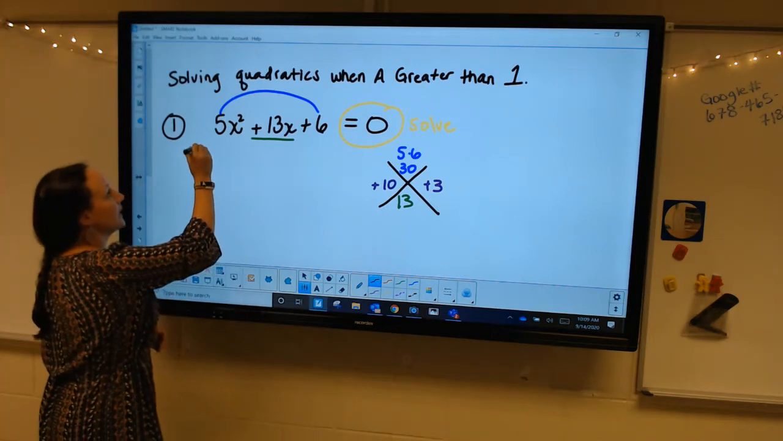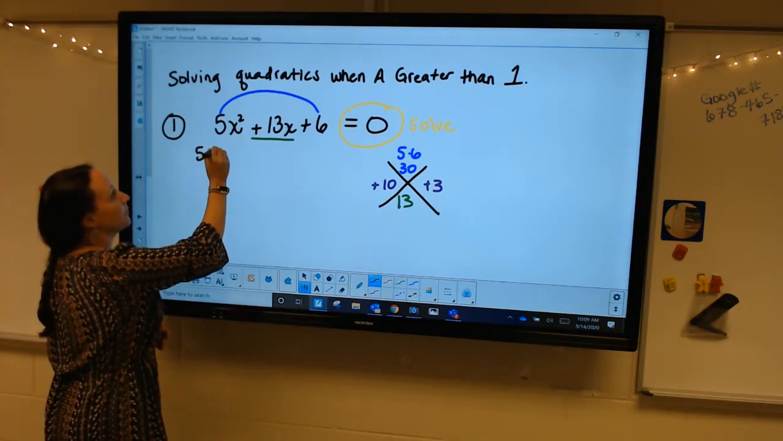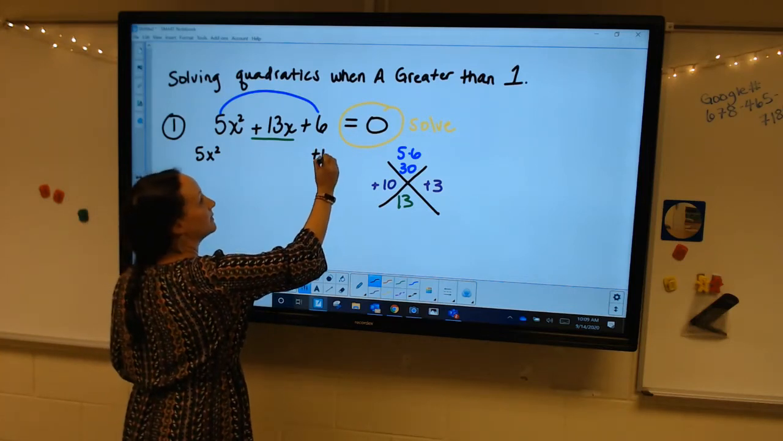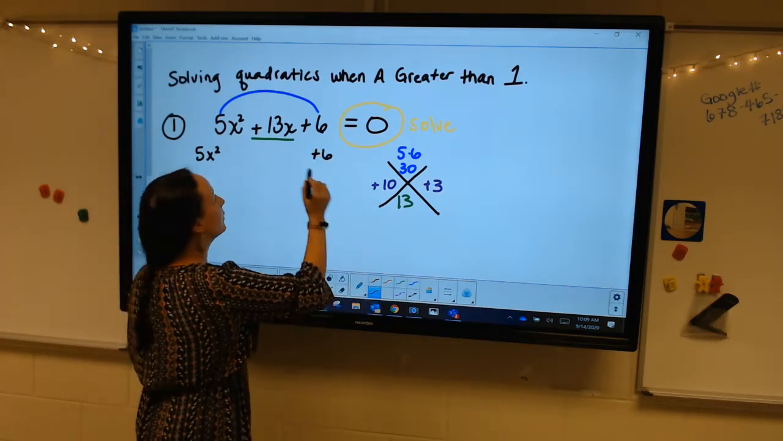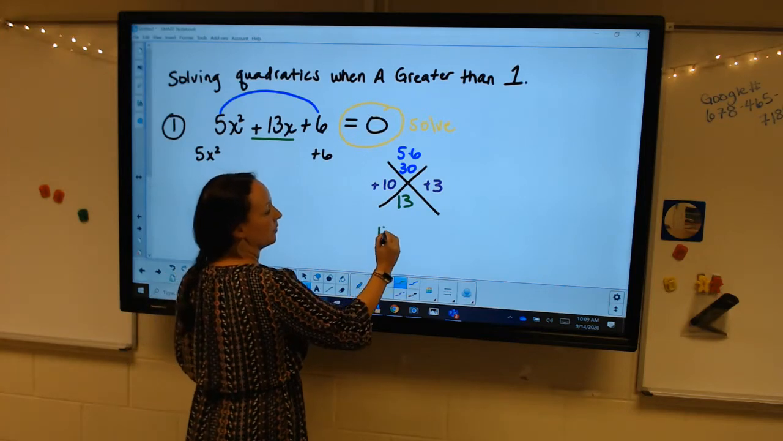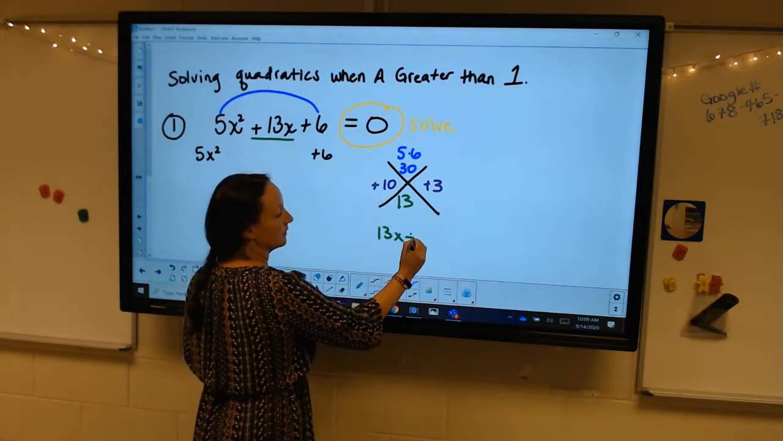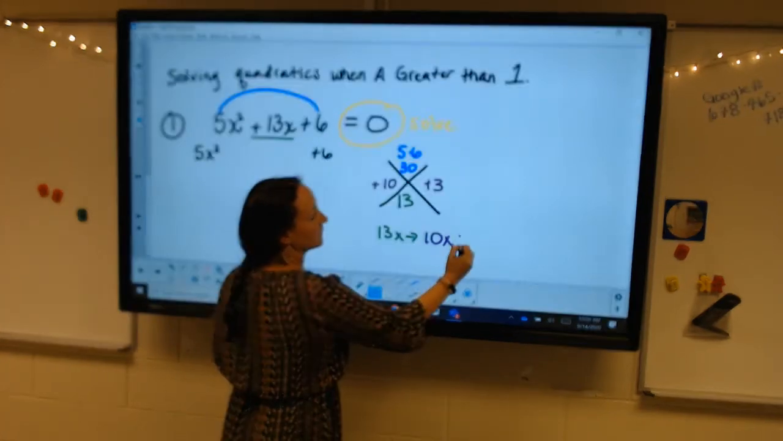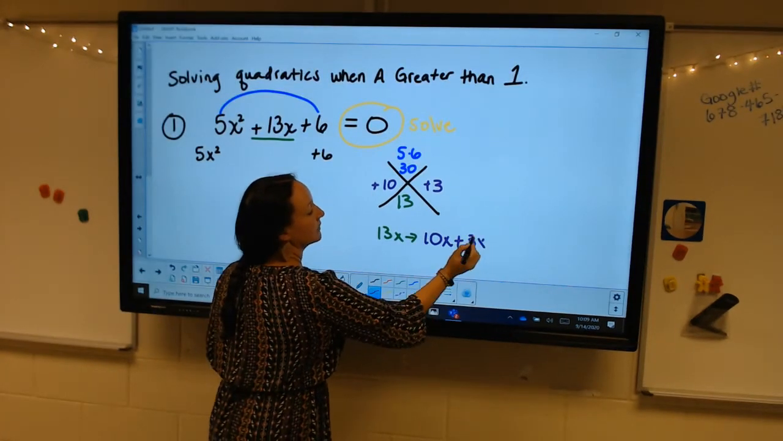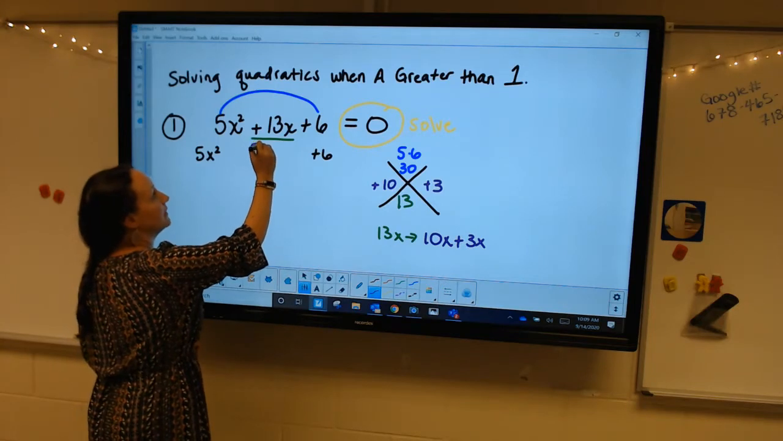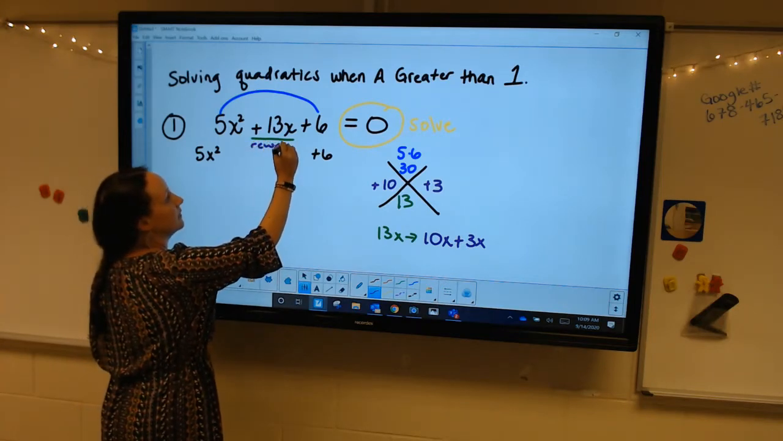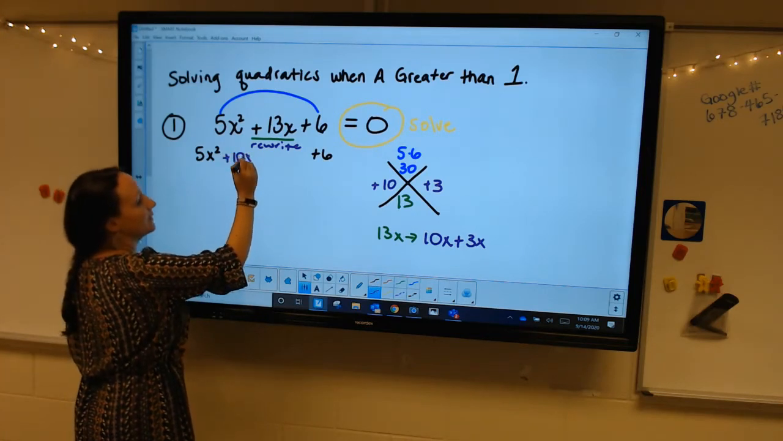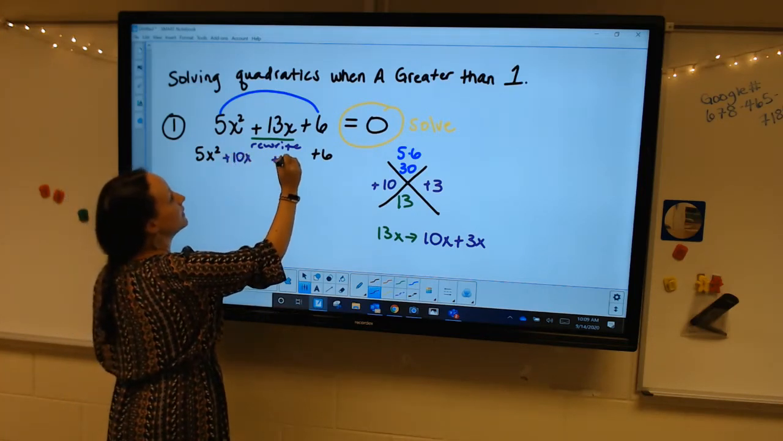Again, in this process, we keep the first piece and we keep the last piece the same, and we rewrite 13x using the factors that we found. So I'm going to use 10x plus 3x to rewrite the middle. So I'll put the 10 next to the 5 because they have numbers in common.